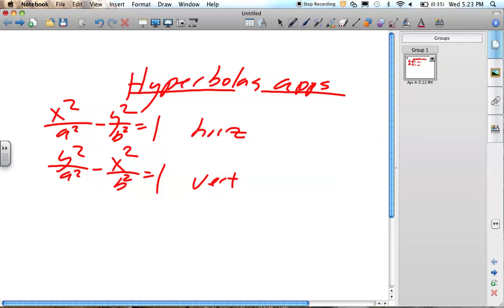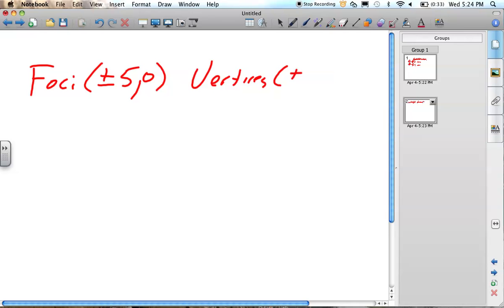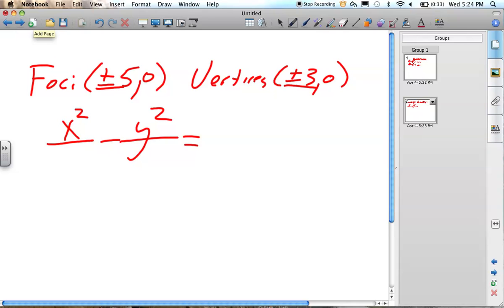Okay, so let's work through an example here. On this one, you're supposed to find the equation. You're given that the foci are at plus or minus 5, 0, and the vertices are at plus or minus 3, 0. Okay, these are both on the x-axis, so I know this is going to open horizontally. So I'm going to have an x squared over something minus y squared over something equal to 1. Okay, so now what we need to do is go in and figure this out.